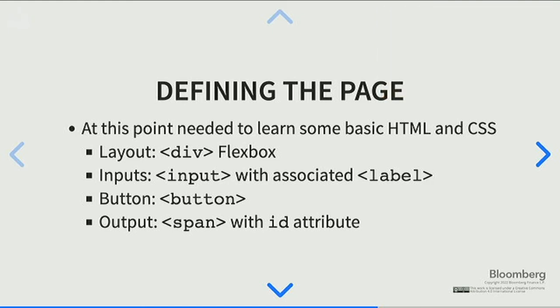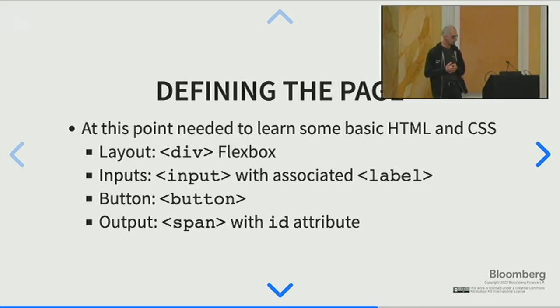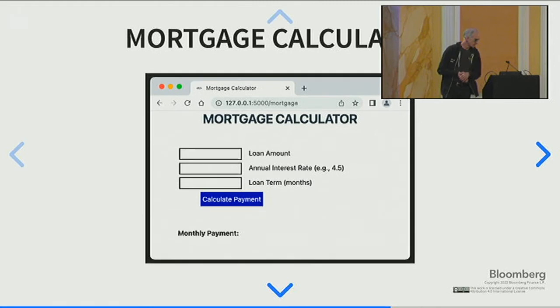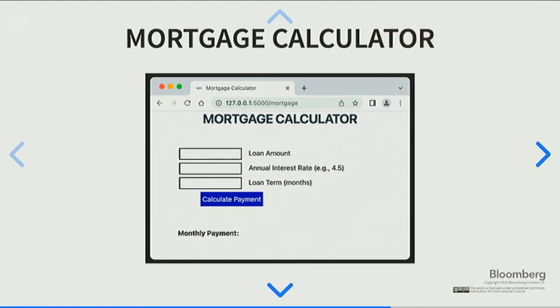So at this point, I need to actually start learning some HTML. The layout was done as a div flexbox. The inputs were the standard HTML input with an associated label. I used just a general button for the button, and then the output, I ended up just using a named span so that I could find it on the page and put my output there. And this is what the web page looks like.